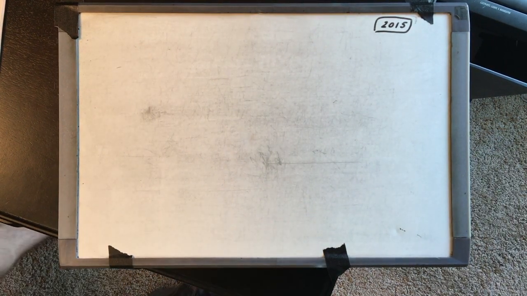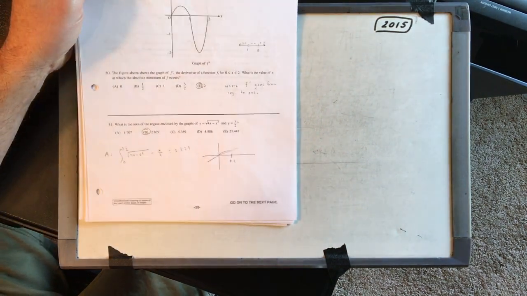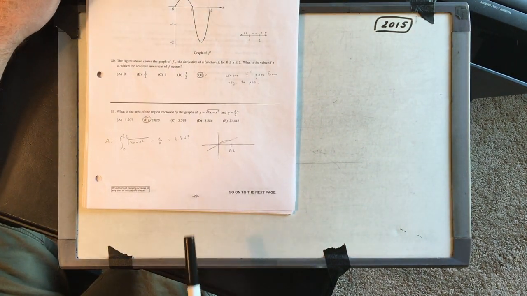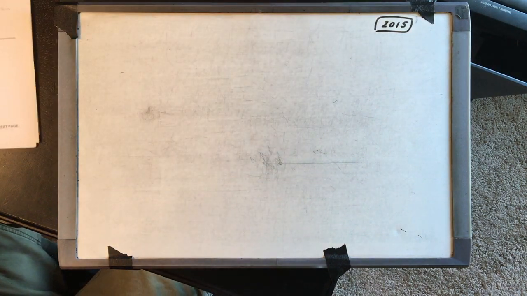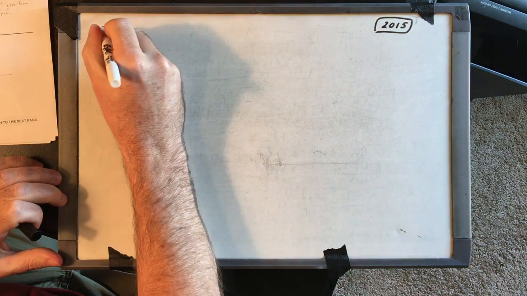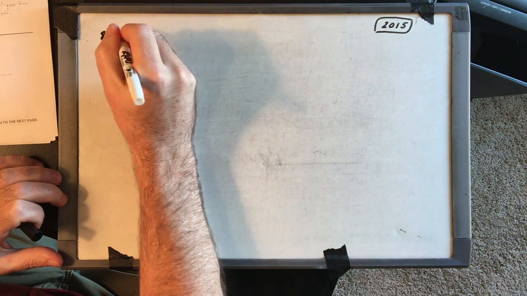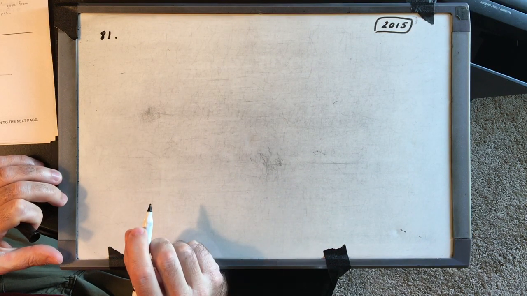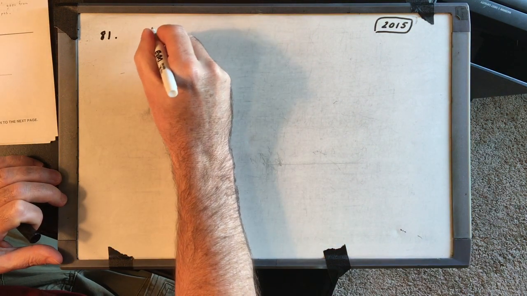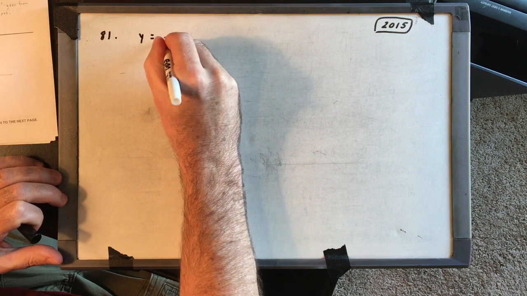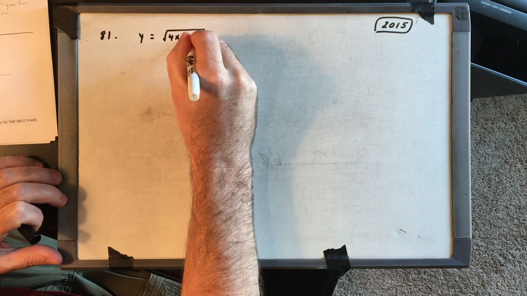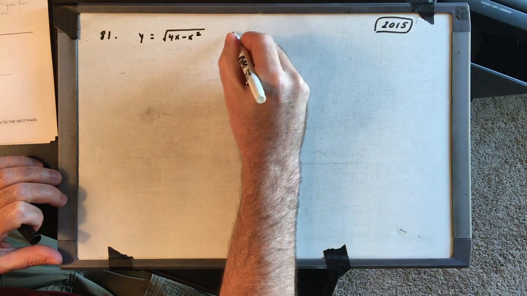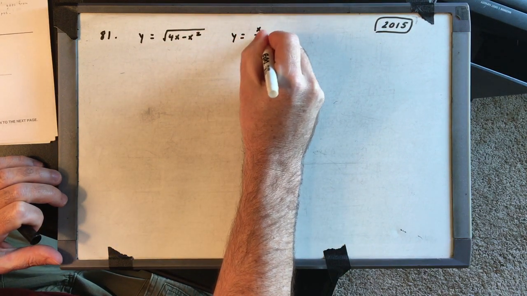Okay, so we're back to the 2015 practice test. We're going to start with number 81. So a little more pandemic math today. It says, what is the area of the region enclosed by the graph of y is equal to the square root of 4x minus x squared, and y is equal to x over 2.